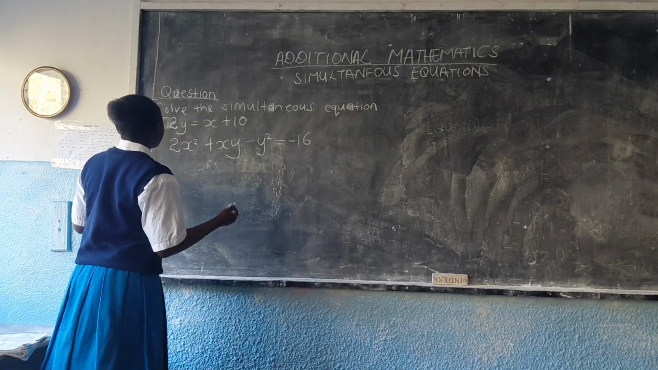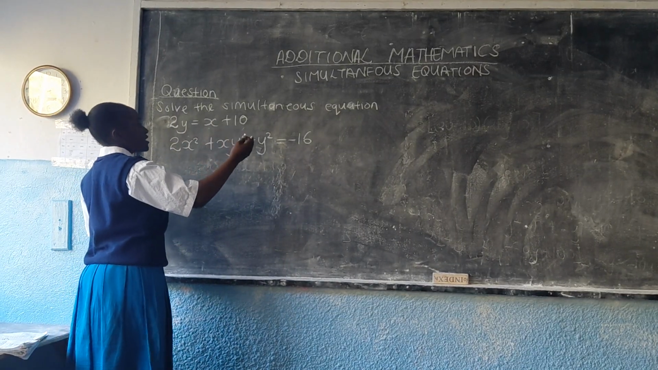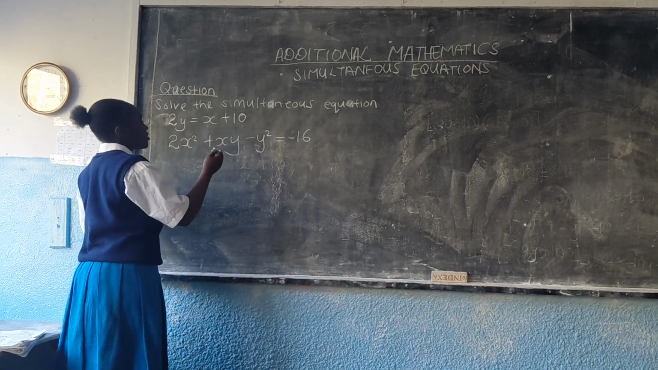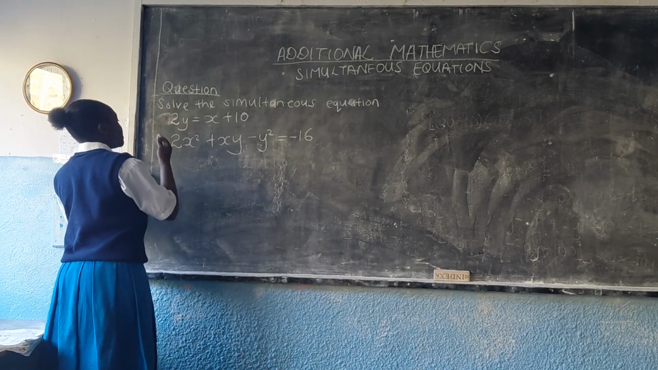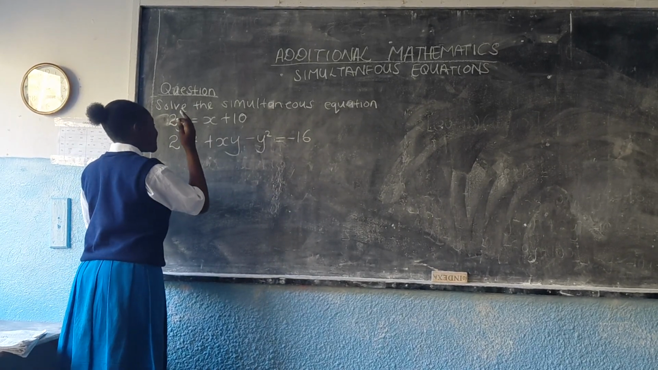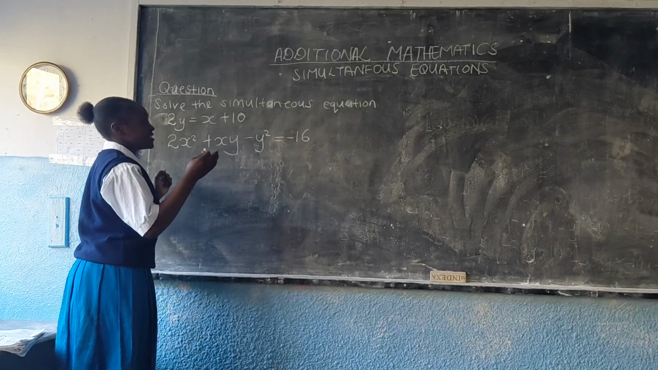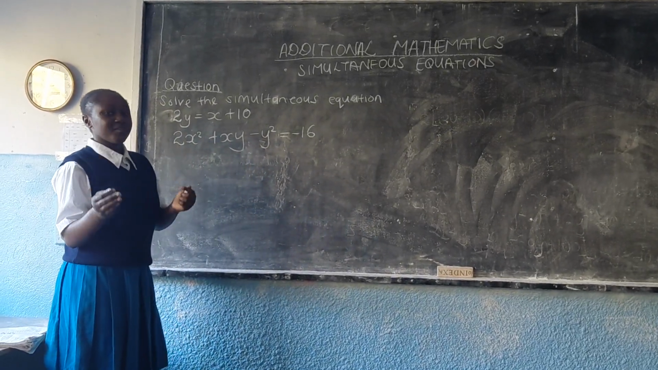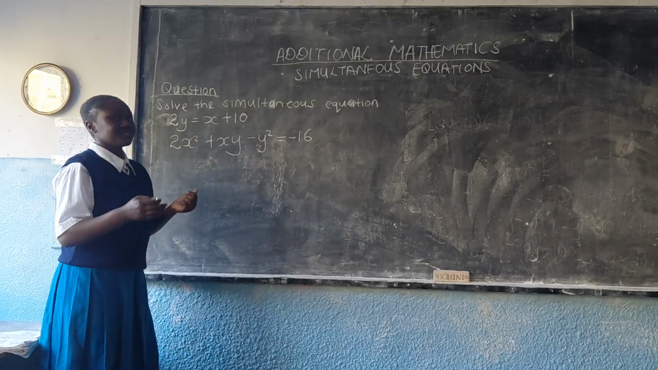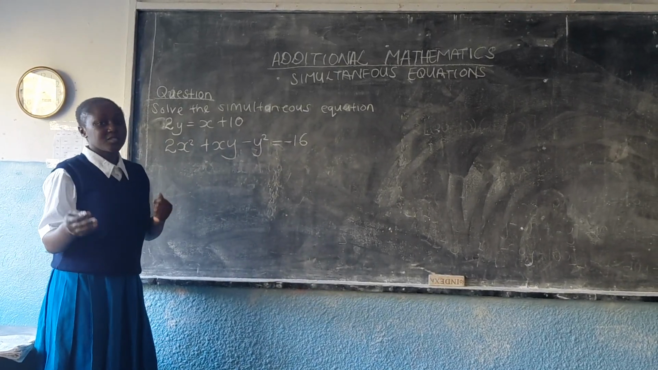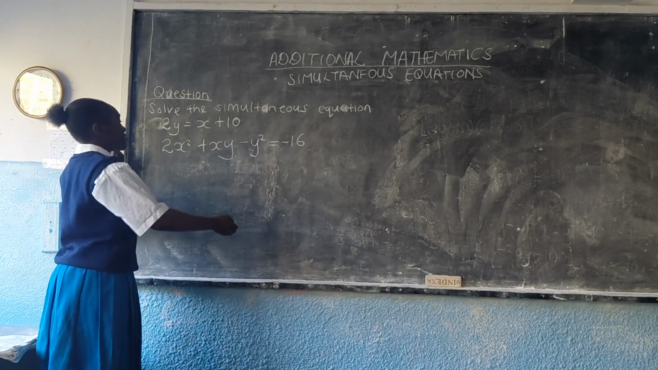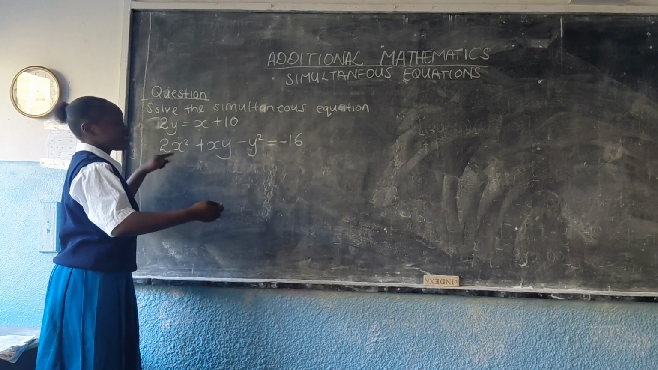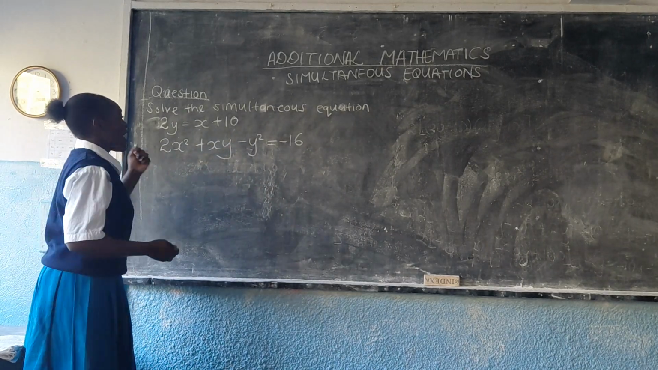So, our problem for today is: solve the simultaneous equations 2y = x + 10 and 2x² + xy − y² = −16. Before we go any further, we are first going to identify the linear and the non-linear equation. In this case, our linear equation is the first equation and the second one is the non-linear equation.